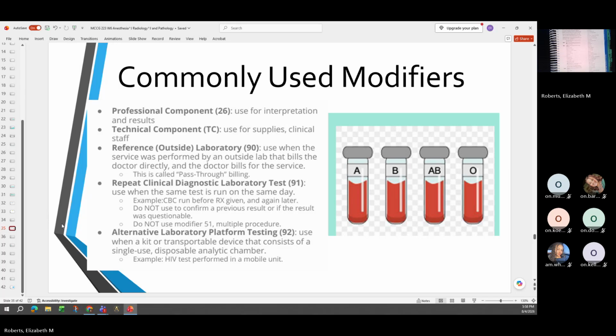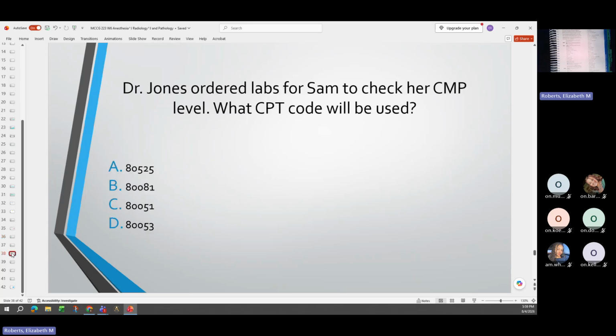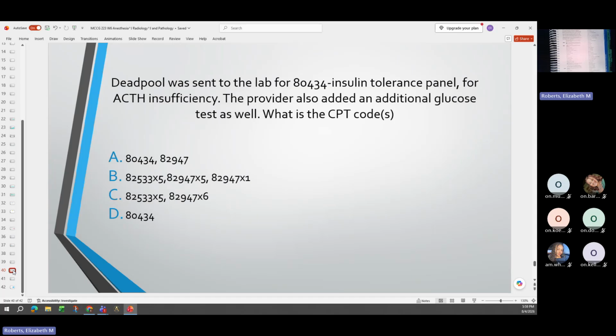And then you've got repeat clinical tests, 91 and 92. We're running out of time, so I'm going to go kind of quick here. Do I want to do that one? Let's do this one. Let's do the hardest one.